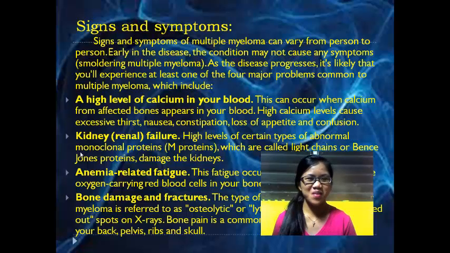The acronym to be remembered is CRAB, which means a high level of calcium in your blood. Renal failure caused by the paraproteins that cause damage to the kidney. Anemia caused by myeloma cells in the bone marrow. And bone damage related symptoms caused by bone pain and bone damage shown on x-rays.